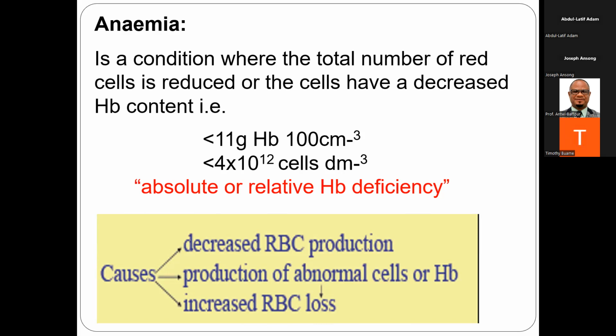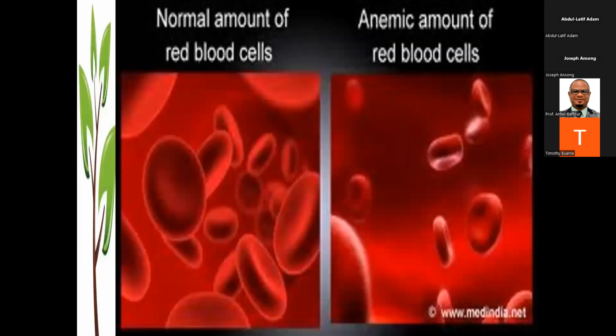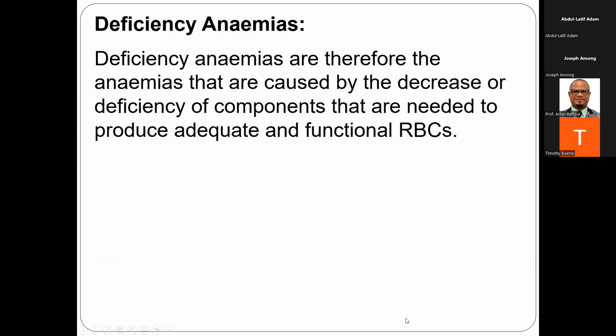So the causes of this reduction can be put into these 3 categories. If we look at this picture, you can see it. Over here on the left, the red cells are quite big in number. On the right side, they are very reduced in number. And so that is a typical anemic red cell population, and that is a normal red cell population.